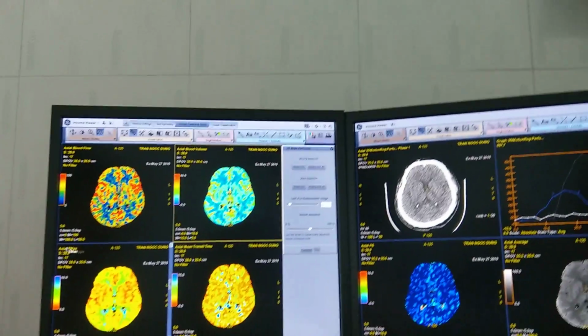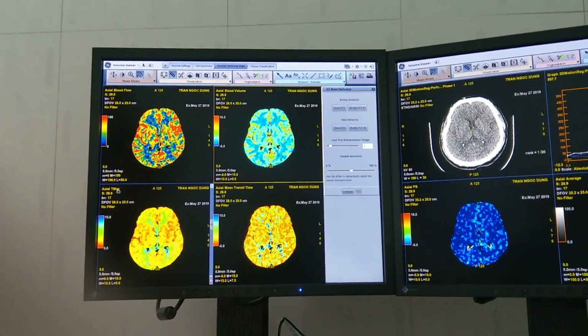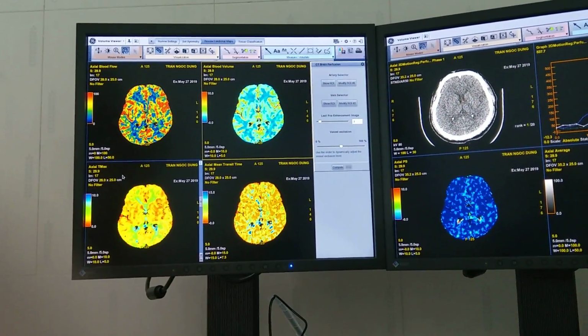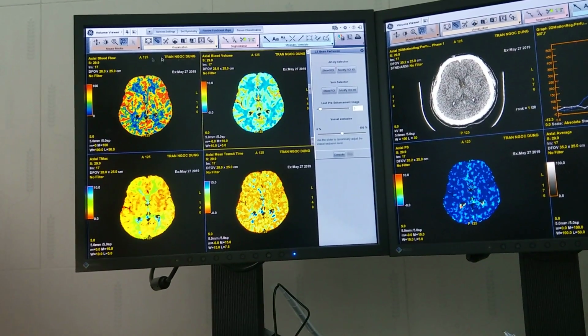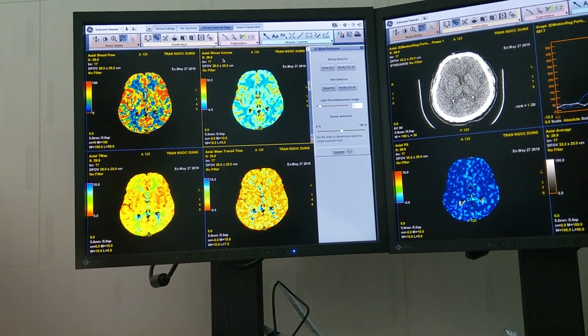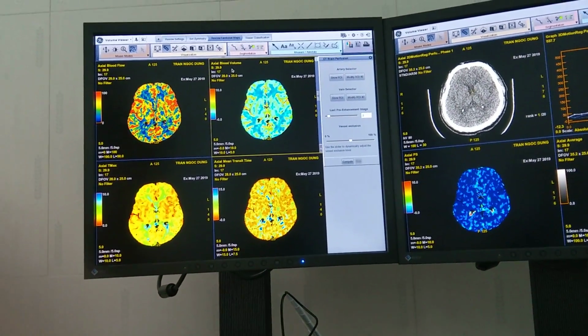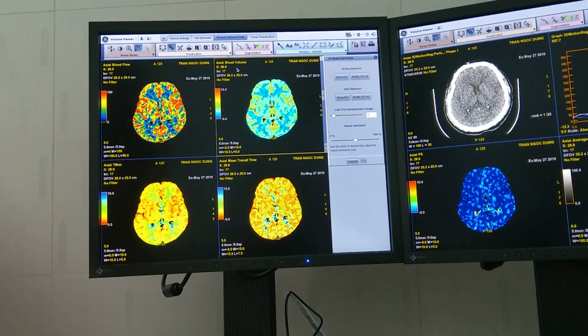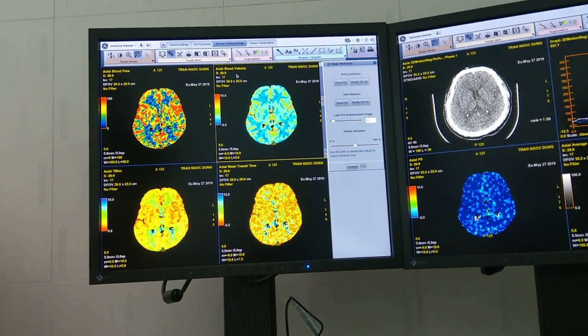Some vendor, this is GE Tmax. If you use Toshiba, the segment is different. But MTT, blood flow and blood volume is the same for all vendors. Tmax is time to peak. Yeah, it's time maximum to peak.